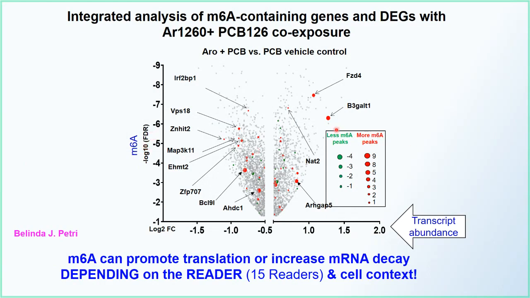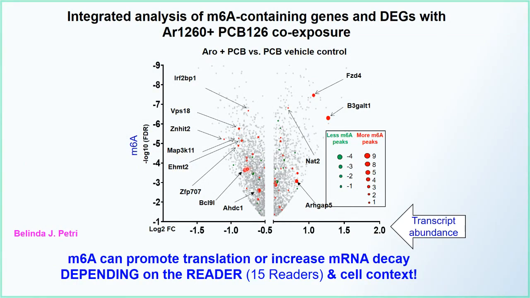What you can see in the legend is that the green dots indicate a lower number of m6A peaks in this dual exposure group compared to the vehicle control liver samples, and red dots are more peaks, and the size of the dot indicates more peaks or fewer peaks. So we see an increase in m6A deposition in FZD4, which is probably about maybe three or four. I can't really tell from the size. And that's an increased transcript abundance. And yet, here's one, BCL9. It's got a lot more m6A peaks, and yet it's in the reduced expression.